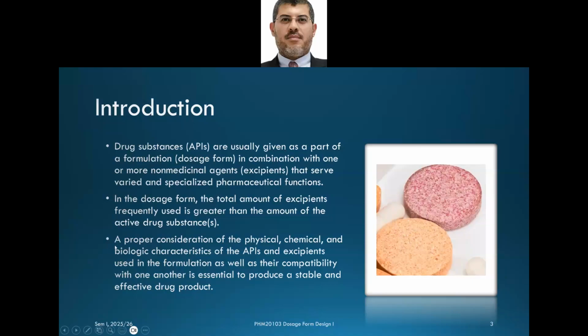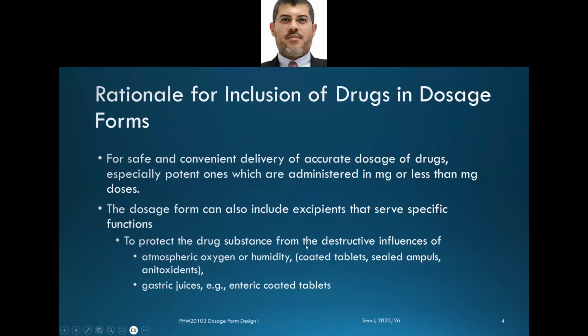We need to use excipients of appropriate characteristics, biological characteristics, physical and chemical. Physical characteristics, then we talk about, for example, particle size, viscosity, and so on. When you talk about chemical, then we talk about the assay, the purity, the limit for, say, heavy metals, limit for impurities, and so on.